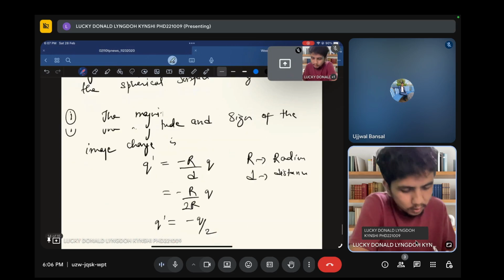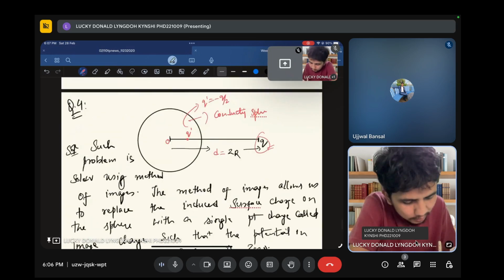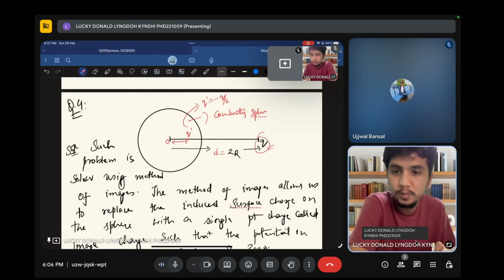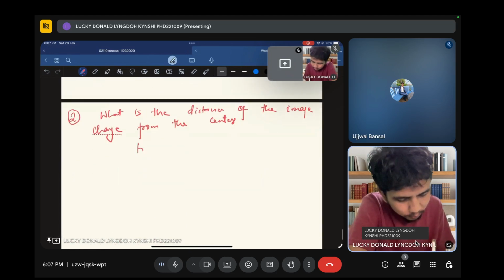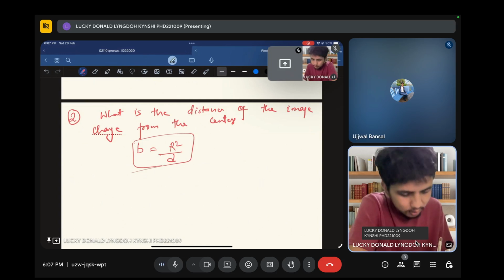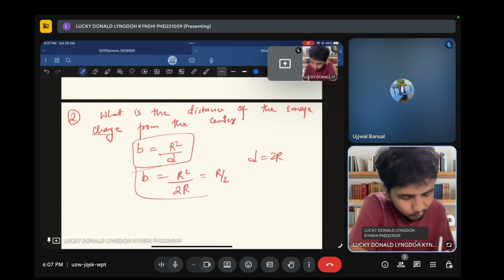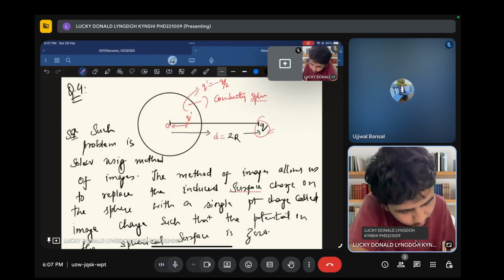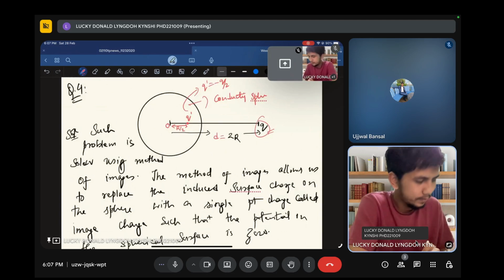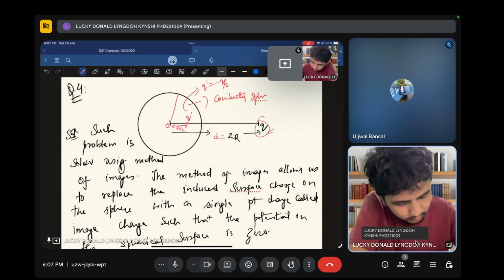What does it mean? It means how much is this distance, q prime from 0? The distance is given by the formula b is equal to r square by d. You know d is equal to 2r, which is already given in the question. So b is equal to r square by 2r, which is simply r by 2. So the distance of the image charge from the center is r by 2. If I want to draw here, this is r by 2, and this is your radius r.